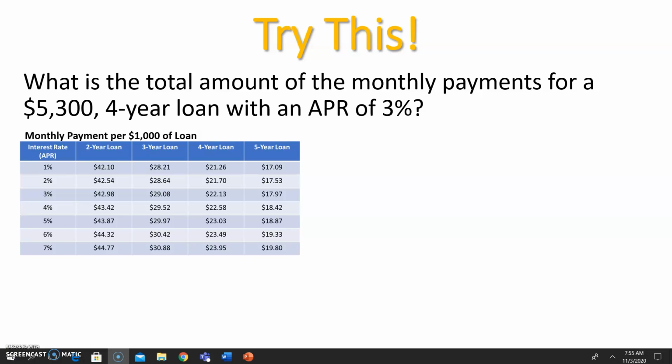Now it's your turn to try. What is the total amount of the monthly payments for a $5,300, 4-year loan with an APR of 3%? Pause the video, put your answer on Desmos, give it a try.